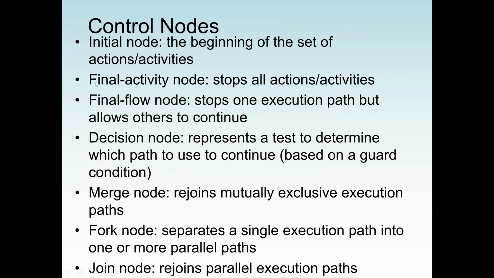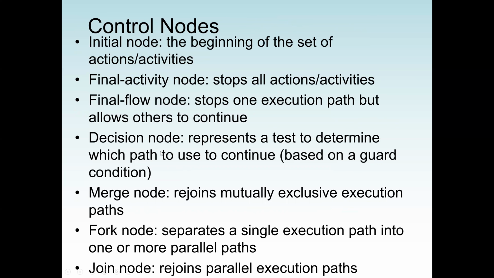So control nodes. We have the initial node, which marks the beginning of the set of activities or actions. We also have the final activity node, which stops all the actions and activities. We also have a final flow node. This stops one execution path but allows others to continue.